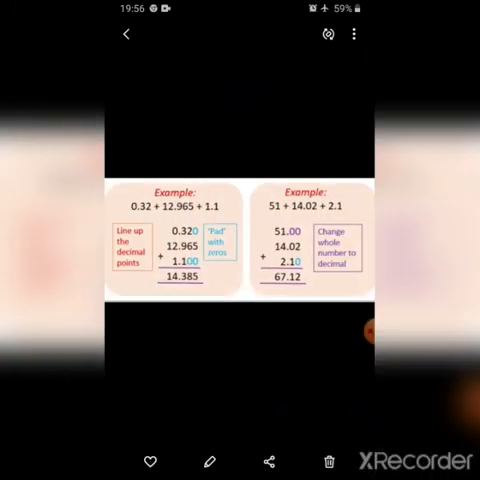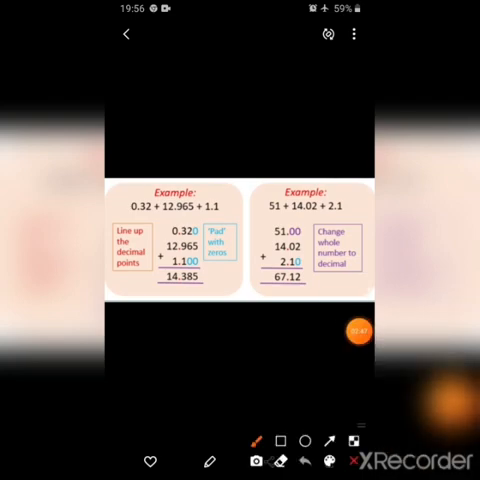Now look here, example 0.32 plus 12.965 plus 1.1. Start writing the numbers: 0.320. Then 12.965, point below point will come. Then 1.100. Pad with 0. Here 0 is not given, so you give the 0 here. Line up the decimal points. Write the numbers properly one below the other.